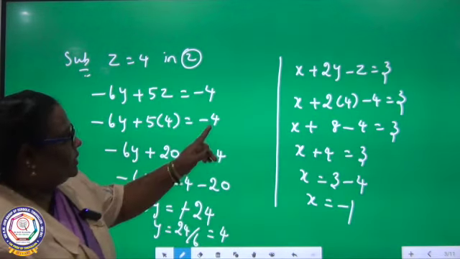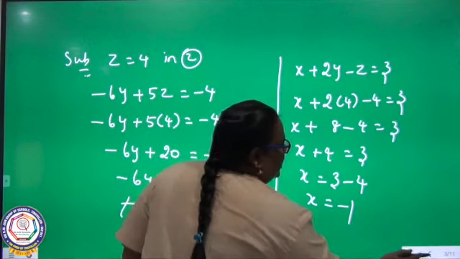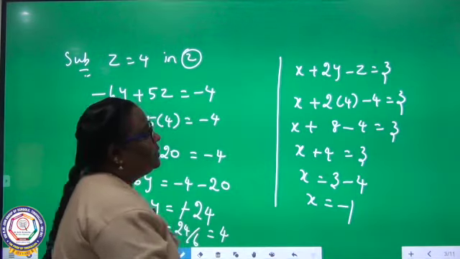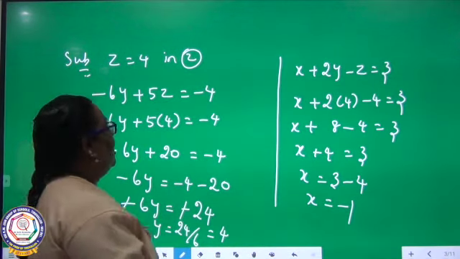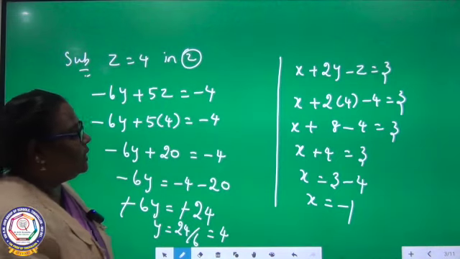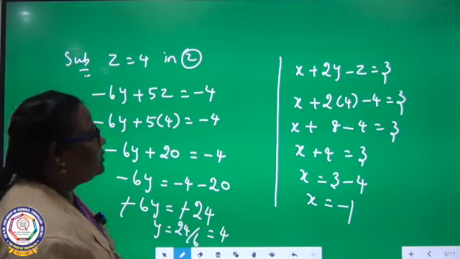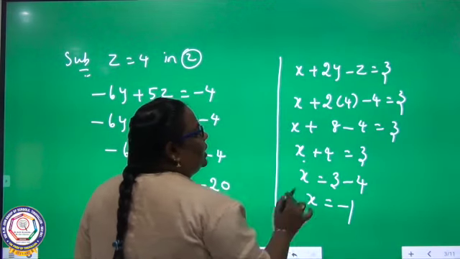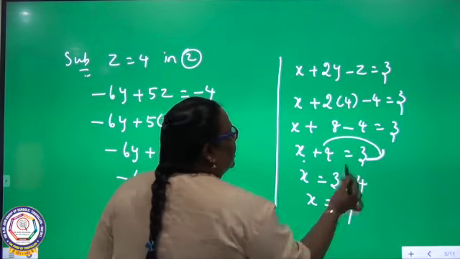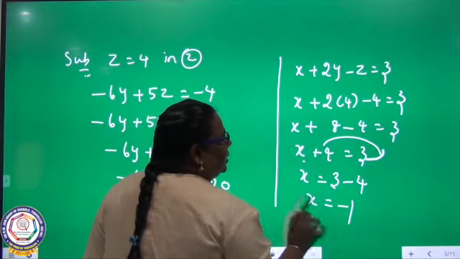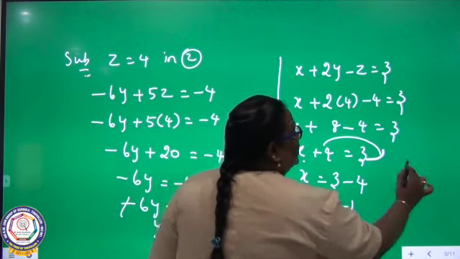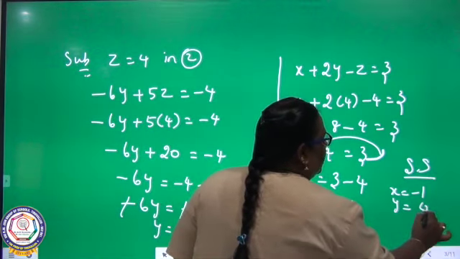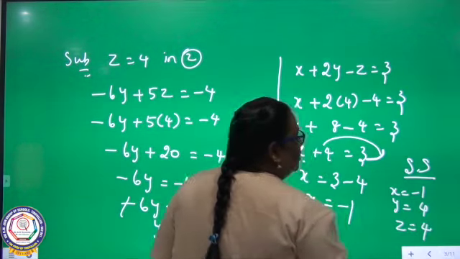See the equation here, x plus 2y minus z equal to 3. The y value is 4, I can substitute here, and the z value also you can substitute. x plus 8 minus 4 equal to 3. x plus 4 equal to 3. So you bring it to this side, x equal to 3 minus 4, and x equal to minus 1. What is the solution set? x equal to minus 1, y equal to 4 and z equal to 4.